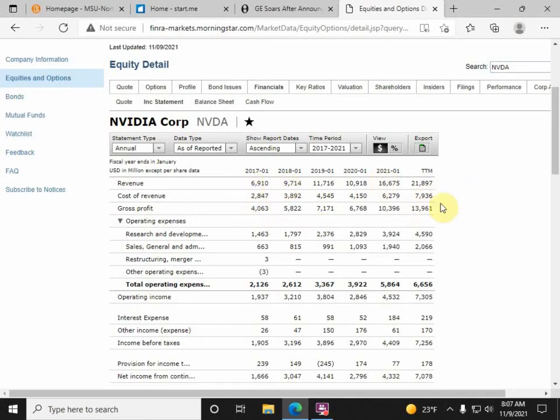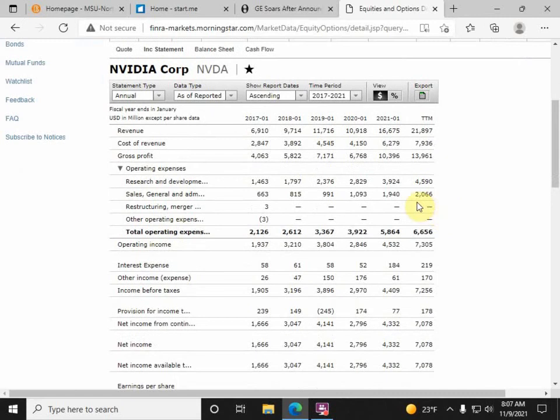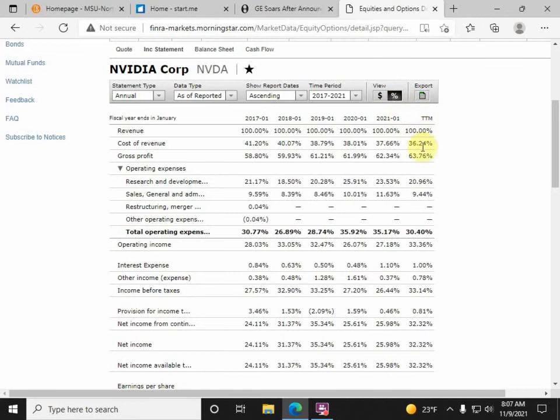So, sales have tripled, their gross profit's gone from 4 to almost 14, so that's 3.5 times, right? This is unbelievably good stuff that we're looking at here. Research and development, general and sales, again, I kind of look at the percentages. Those have stayed in the ballpark, a little up and down here. They had a little extra research and whatnot there.